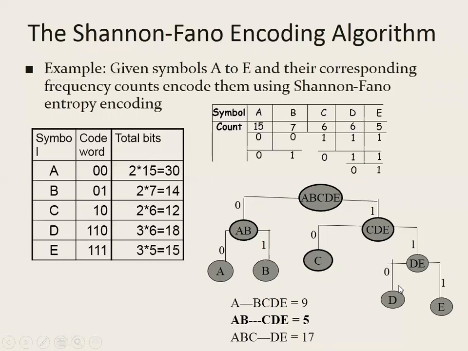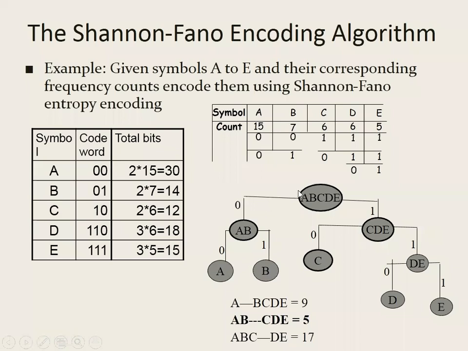So C comes to the left and DE comes to the right. Again, DE should be split into 2. D comes to the left and E comes to the right. So all the left branches are assigned 0 and all the right branches are assigned 1. Now, since we have only one symbol at each leaf node, we can start generating code words for every symbol.